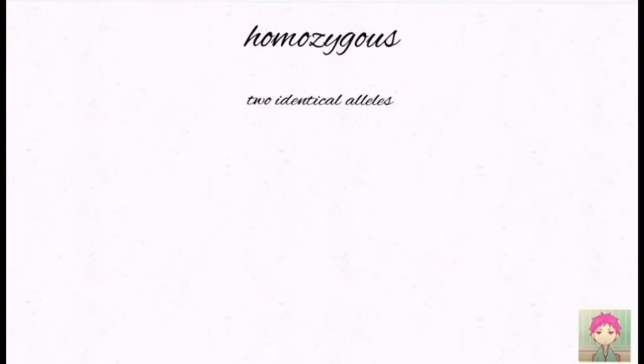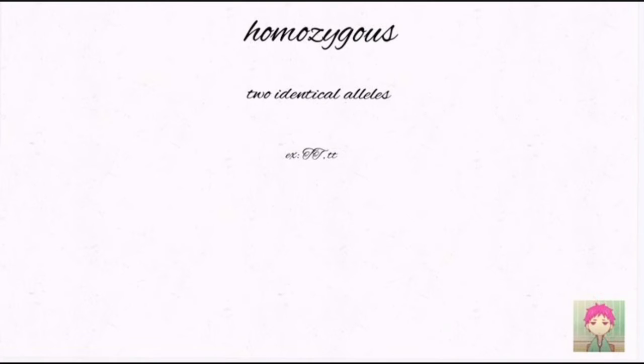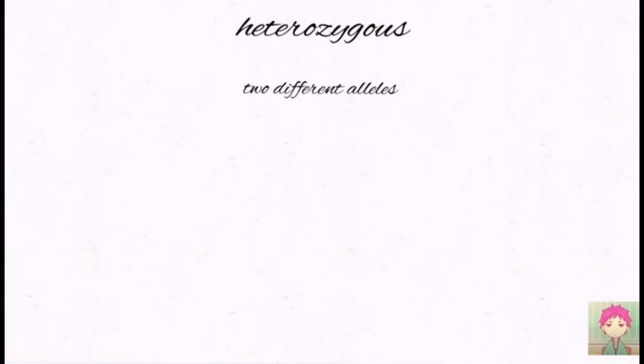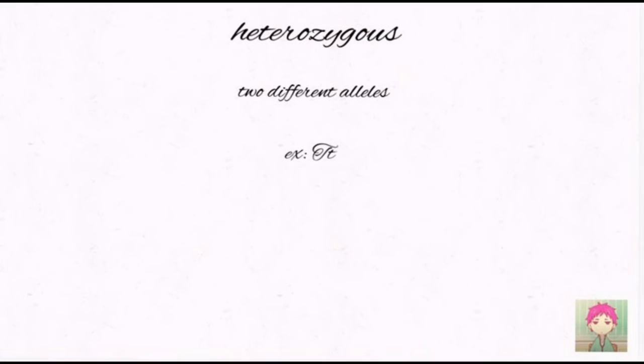So, homozygous. This is when there are 2 identical alleles. An example of this would be 2 uppercase T's and 2 lowercase t's. Now for heterozygous, this is when there are 2 different alleles. An example of this would be an uppercase T and a lowercase t.